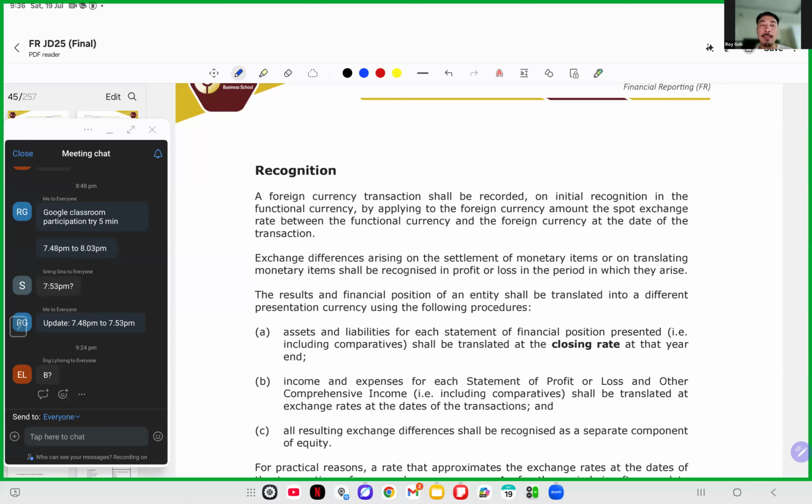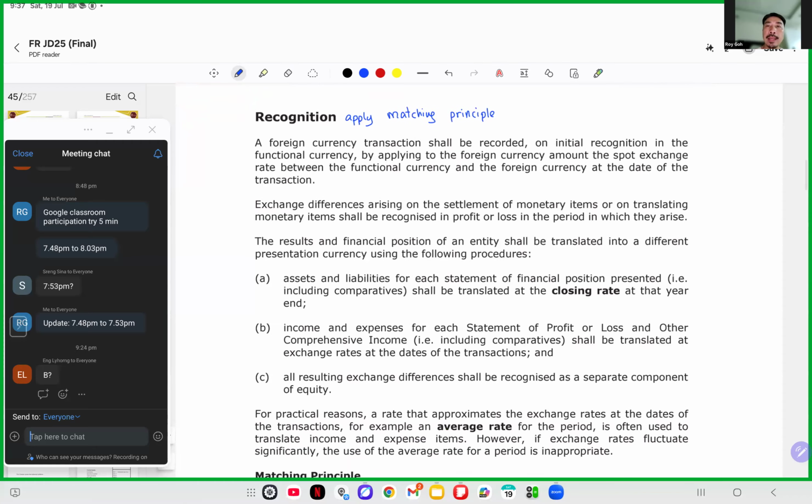In recognition, you always apply the matching principle. What is called the matching principle? Very simple. If your assets and liabilities are balance sheet items, you apply the closing rate. If your income and expenses are from the P&L, you apply the spot rate. So what did I say?